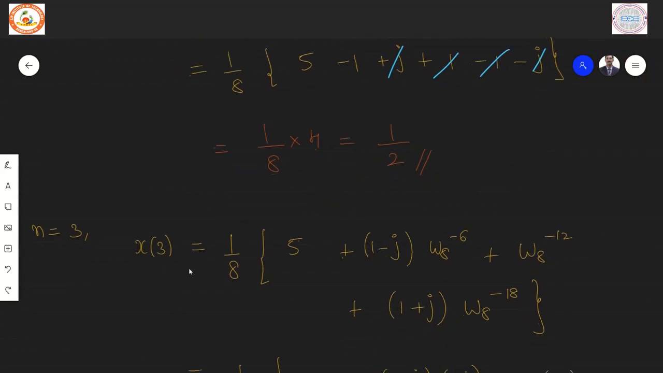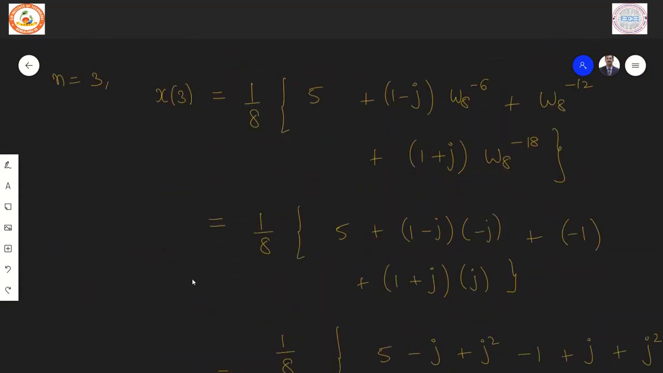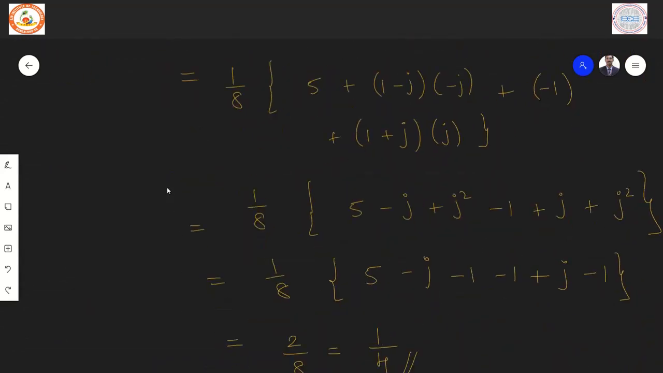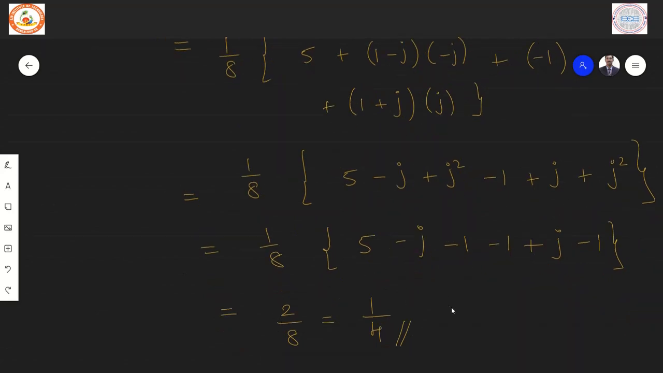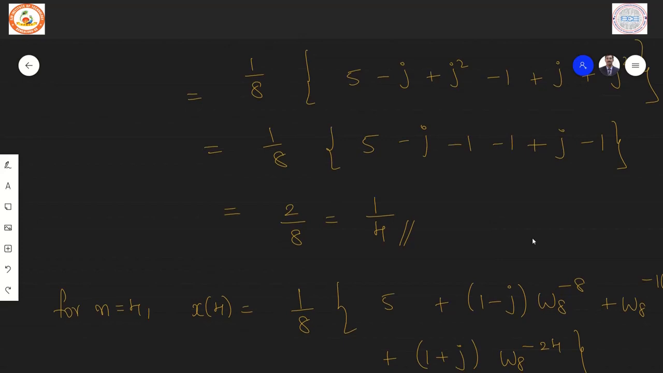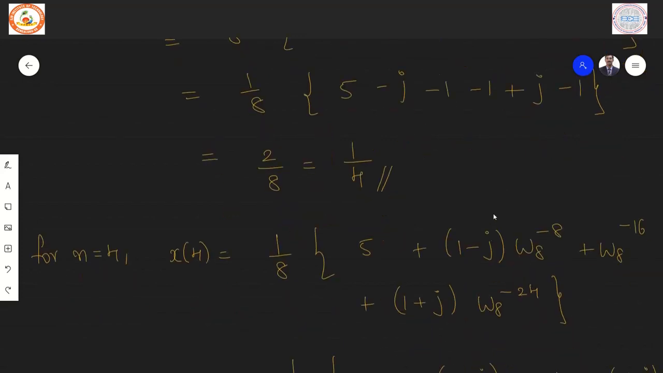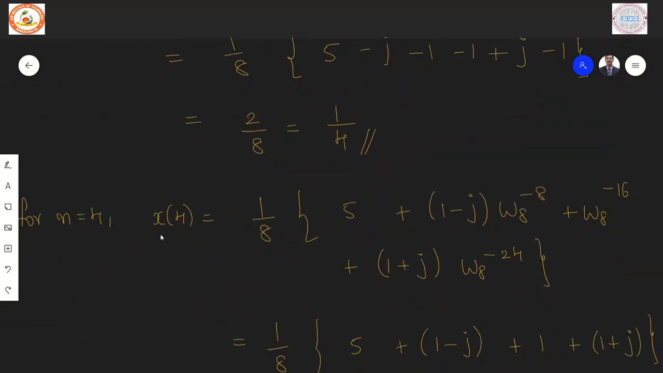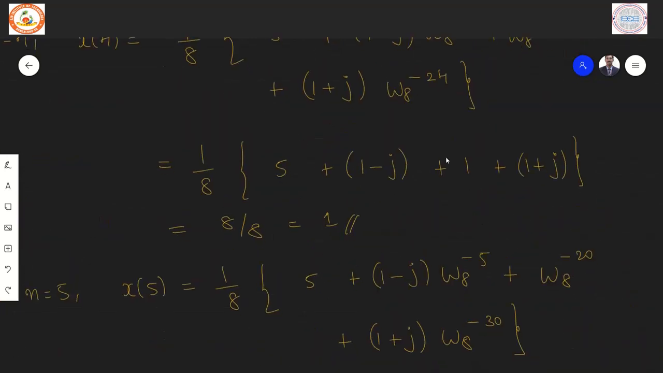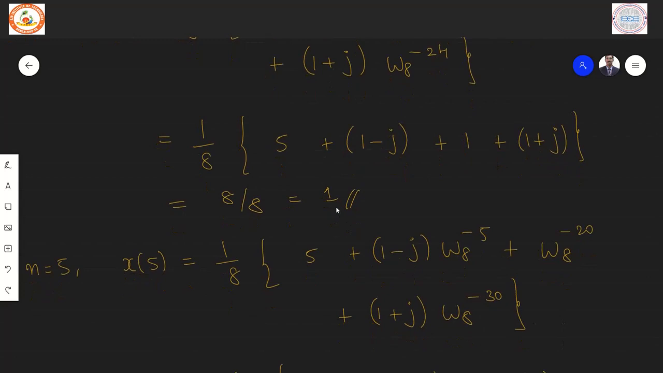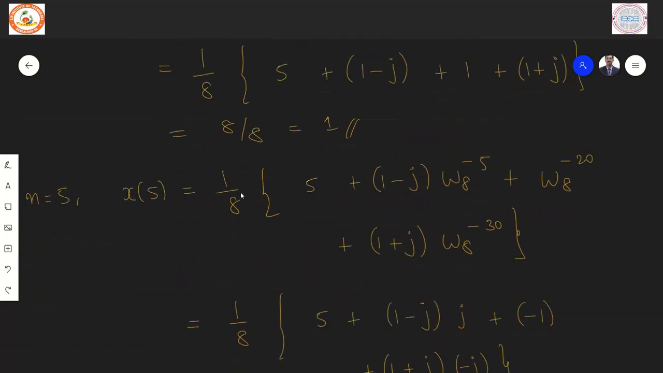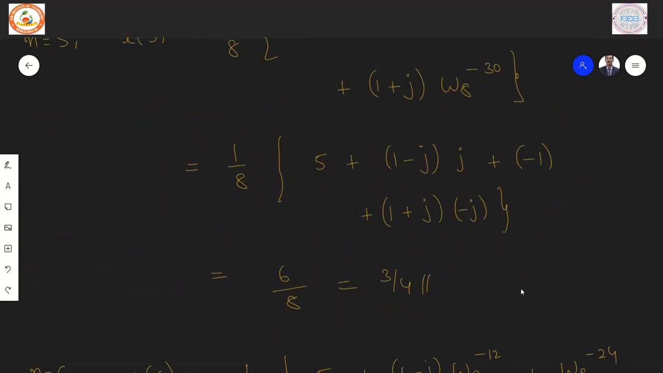The next value n is equal to 3 will give you the result which is equal to 2 by 8, it is 1 by 4. Students, please be very careful when you are doing complex multiplications and additions. When you are doing the simplification part, always do it carefully and if possible, do check it. Now for n is equal to 4, similarly, we are going to substitute the values and simplify, and the answer we get is finally 1. For x of 5, the result is 3 by 4.